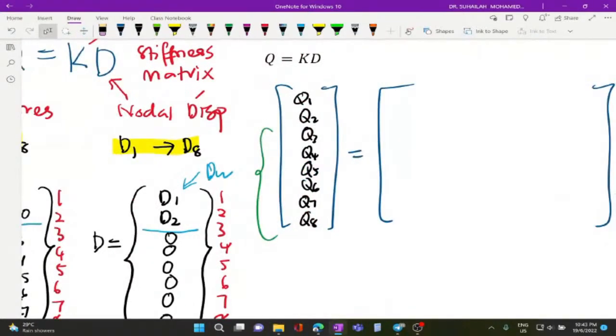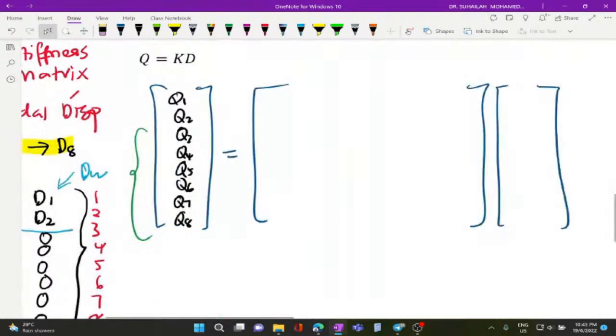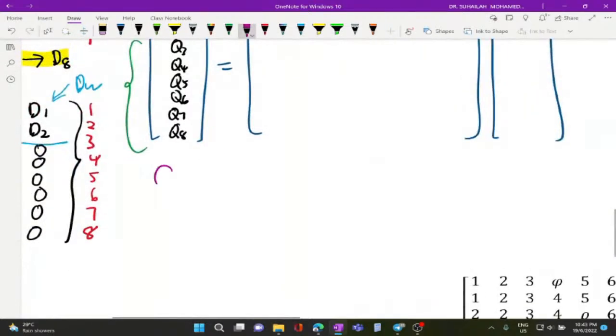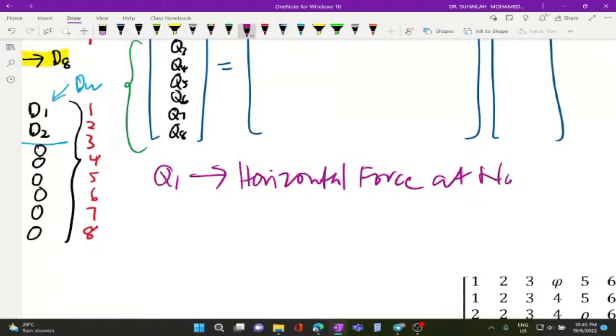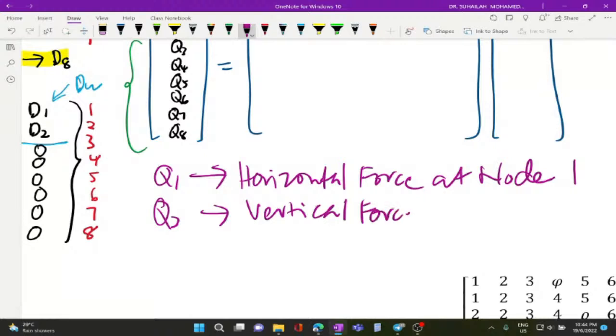What is the meaning of Q1 and Q2? Q1 is actually the horizontal force at node 1. What is the meaning of Q2? It is the vertical force at node 1.